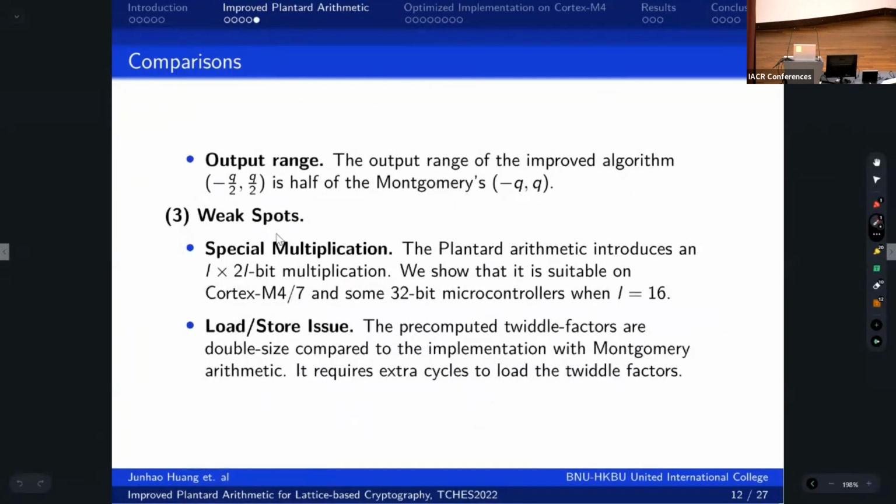So with all these advantages, the improved Plantard multiplication also has some weak spots. First, the Plantard arithmetic introduces a special L times 2L bit multiplication, and we show that it is suitable on Cortex-M4, M7, and some 32-bit microcontrollers when L is equal to 16. And second, the precomputed twiddle factors are double-sized compared to the implementation with Montgomery arithmetic. It requires extra cycles to load the twiddle factors, but we show that by combining with the layer merging strategy, these extra cycles can be covered.